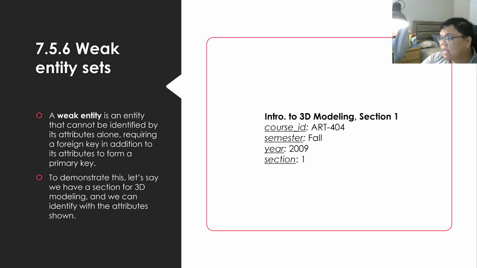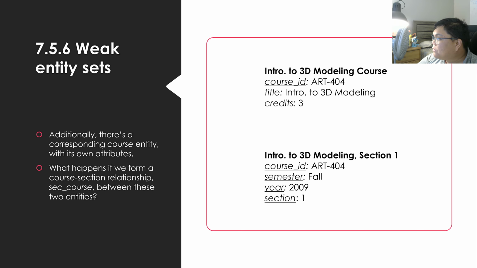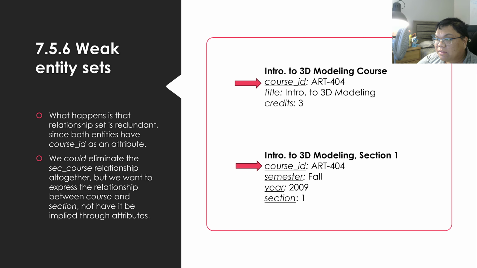So let's look at an example. Let's say we have a course on 3D modeling. It has these attributes for forming its primary key, which means we have a corresponding 3D modeling course with the course ID as our primary key. What happens if we form a course section relationship set between these two? Well, we find out that we have course ID in both, but they're both primary key attributes, so we can't eliminate either one.